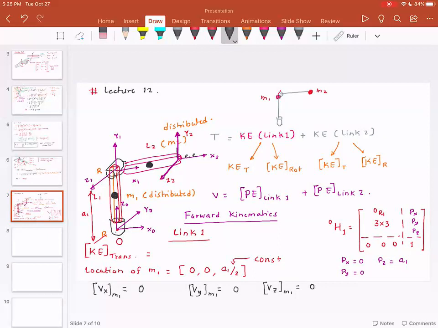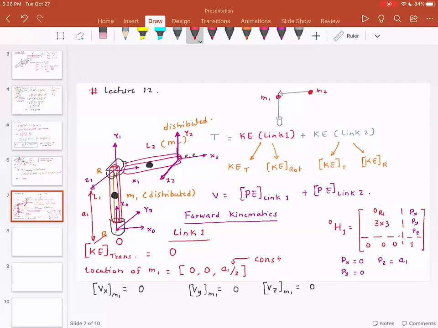Now let's look at this a little bit intuitively. This link does not have any translation in x direction, y direction, or z direction. That's why we don't have any velocity in x, y, or z direction. Once again, this mass M1 does not translate about x0, y0, or z0. It stays where it is all the time. That's why the velocities are zero, which means for link one, the kinetic energy of translation is zero. And why is it zero? Because the velocities are zero.